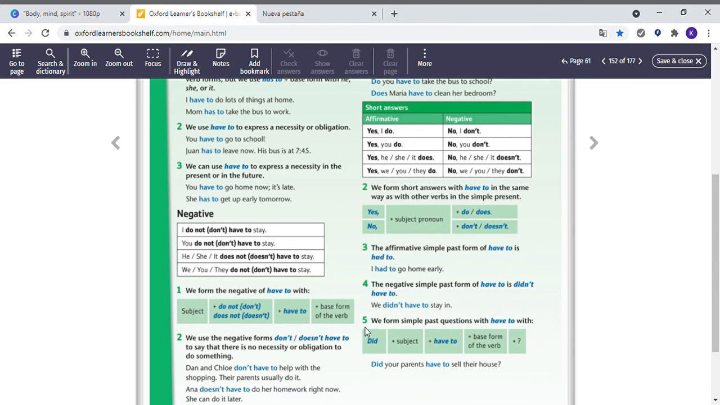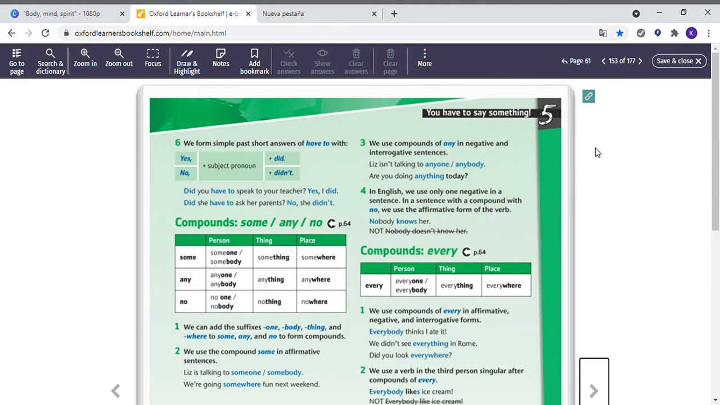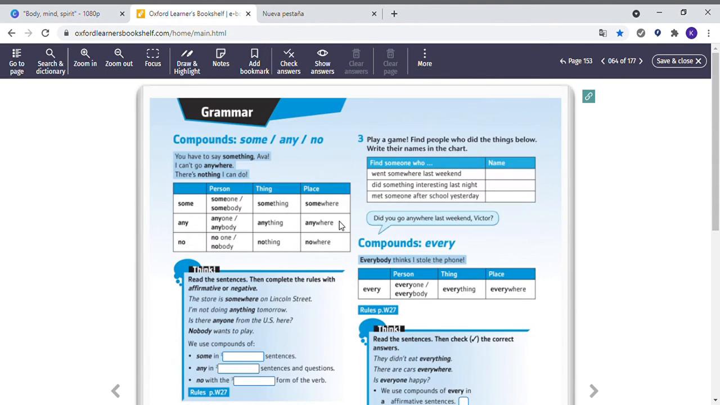If we are talking in past, guys, we're gonna use did, replacing do or does, because did is the past form of do and does. So we're gonna start with did. Did, subject, have to, and the base form of the verb, right? Okay, we're gonna continue. We're gonna go back to this.